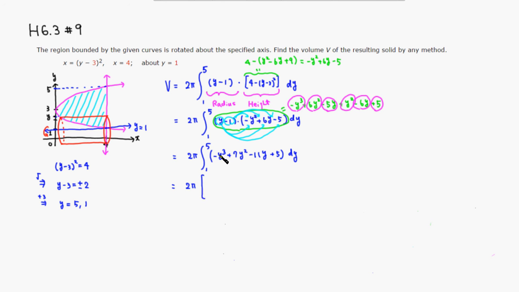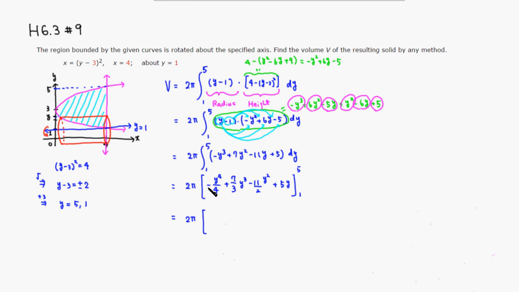So the antiderivative is going to be negative y, add 1 to the power, divide by that power, plus 7 over, add 1 to the power, so that's 3, and divide by 3. Minus 11, and you have a y squared, divide by 2, and plus 5y. Then we're going from 1 to 5.